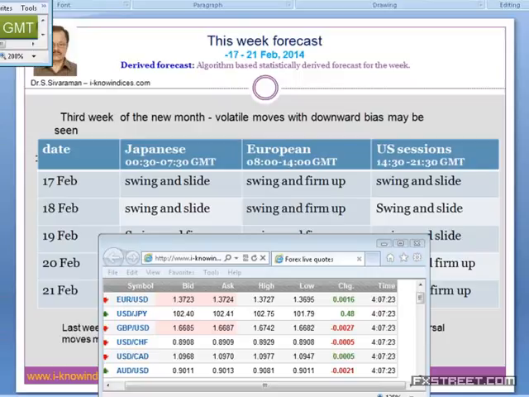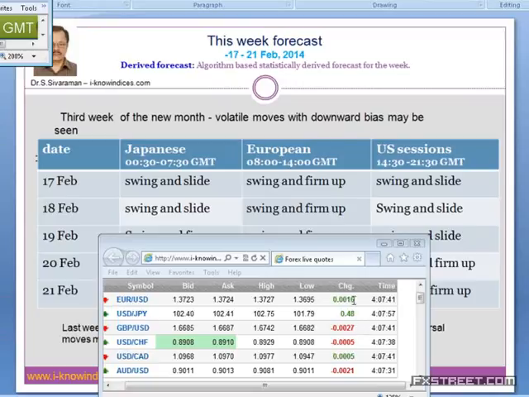Because of the euro data, they just made a brief upward stop, and in the case of GBP, they just made a small dip. Today it is expected to make a swing and slide during the Japanese session. We are in the European session, and during the European session they are expected to make a swing and firm up move. A small firming up move could be seen in some pairs, especially euro and GBP, but now they are doing the contrarian move. Euro is showing positive net change, GBP is showing negative net change.